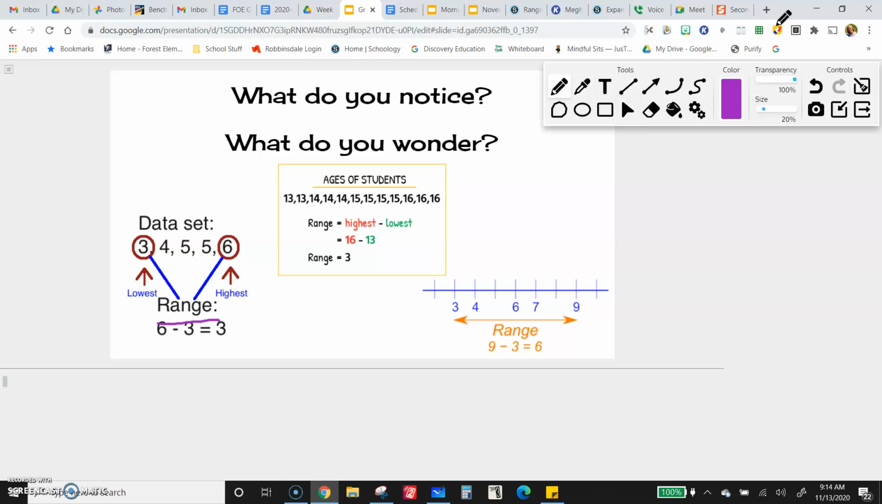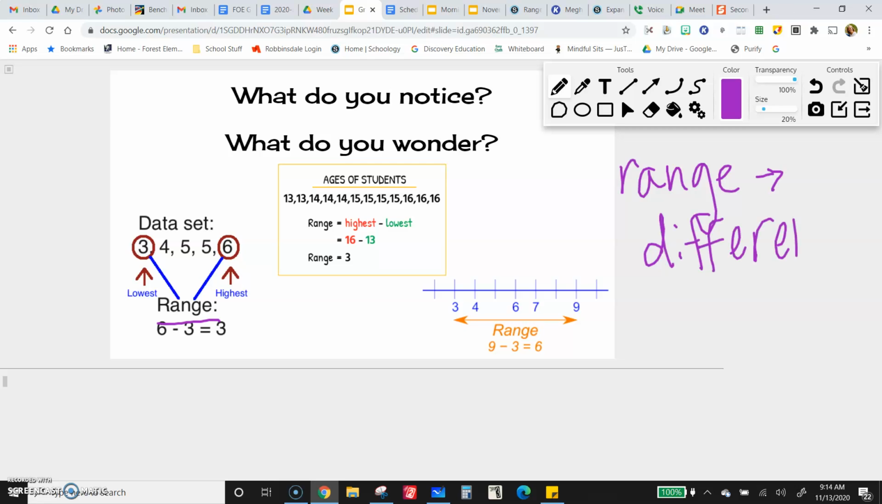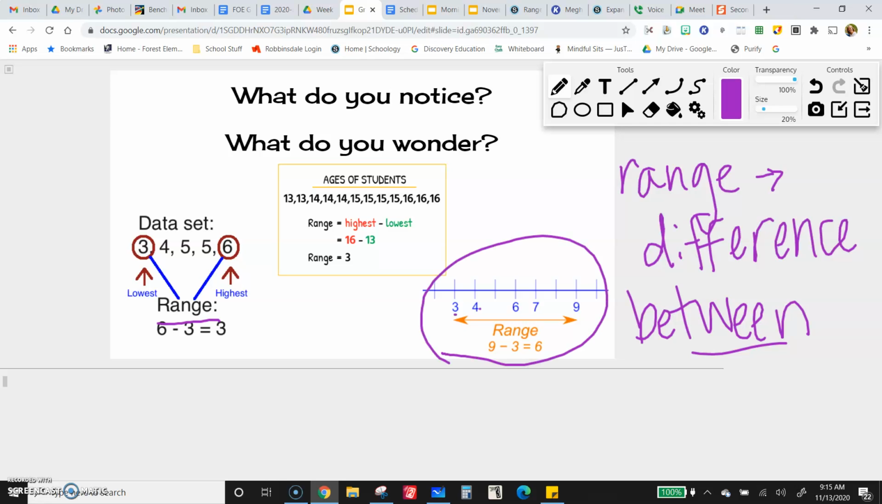Range. Now, sometimes you'll hear the range called the difference between. It's like, well, okay, difference between what? Well, the difference means we're subtracting, and it's between the highest and the lowest numbers. So if we have these numbers here, 3, 4, 6, 7, 9, the range means the numbers go from 3 to 9, the biggest and the smallest, and we subtract, so the range would be 6.